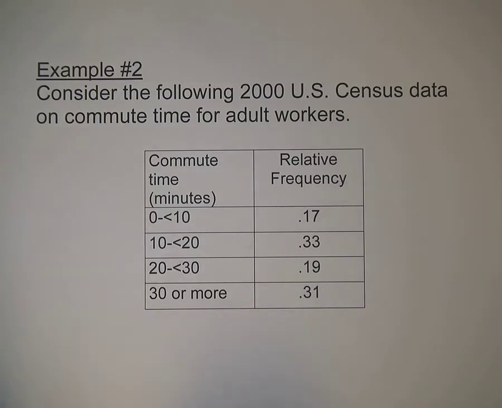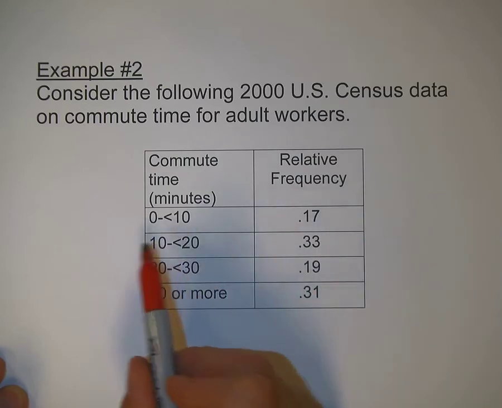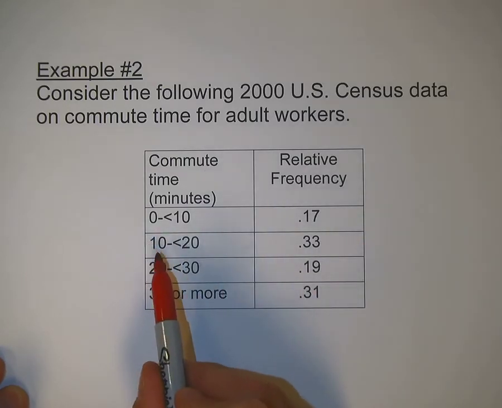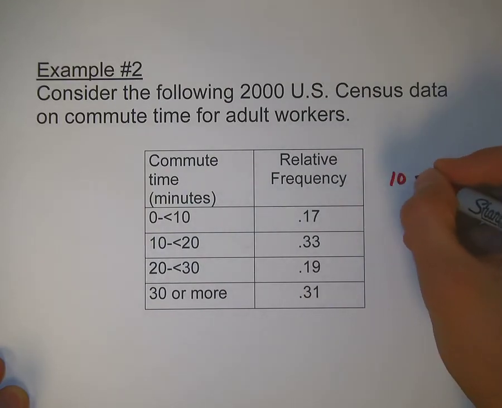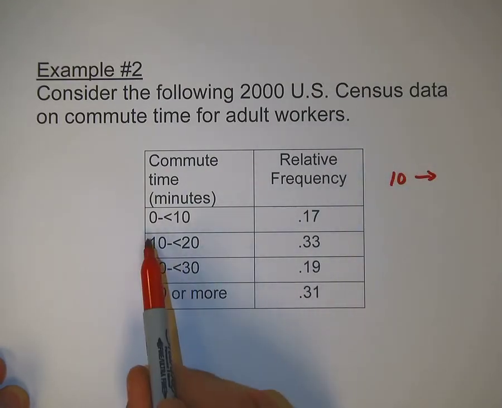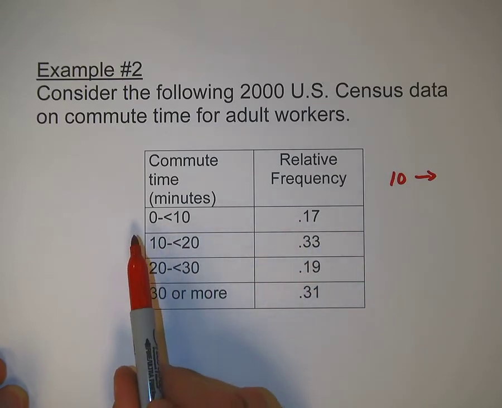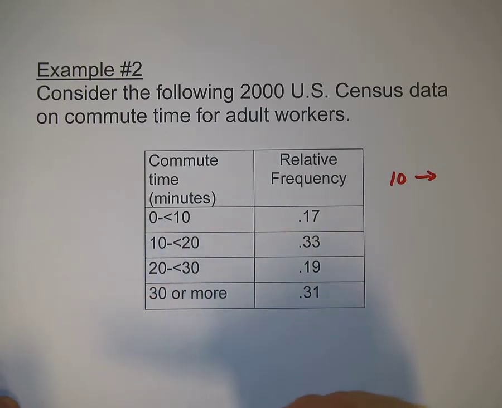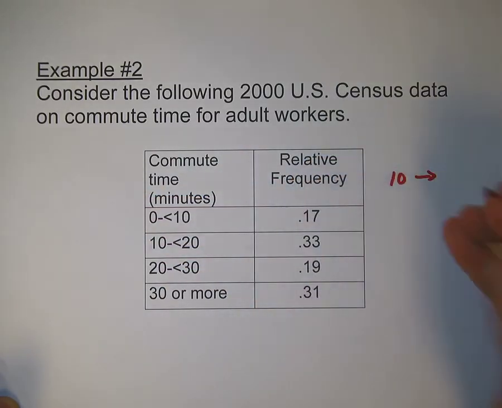What's nice is that you can determine percentiles for each of these boundaries. If we look at 10, 10 is right at this boundary. So we want to know what percent of people are at 10 or fewer. And that's just simply going to be the 17th percentile.